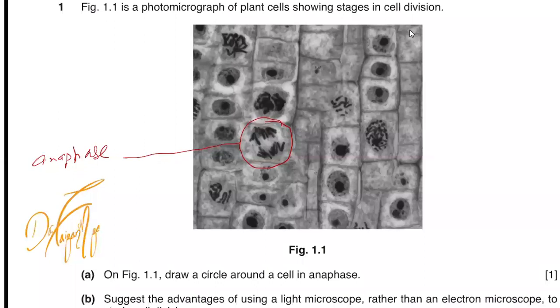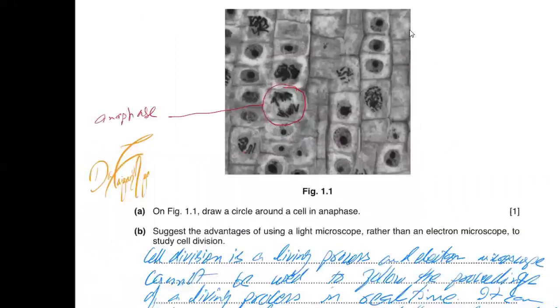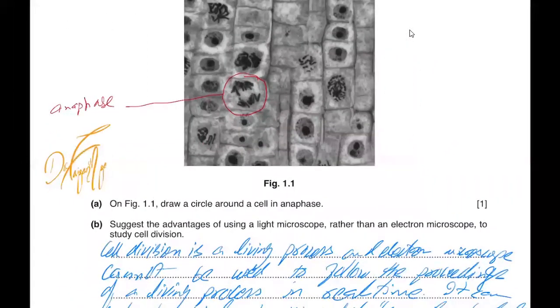Okay, so you can see these are cells here. What stages do you see here? They are various stages of the cell cycle shown to you. What stage are they asking? They are asking on the figure, draw a circle around a cell which is in anaphase.